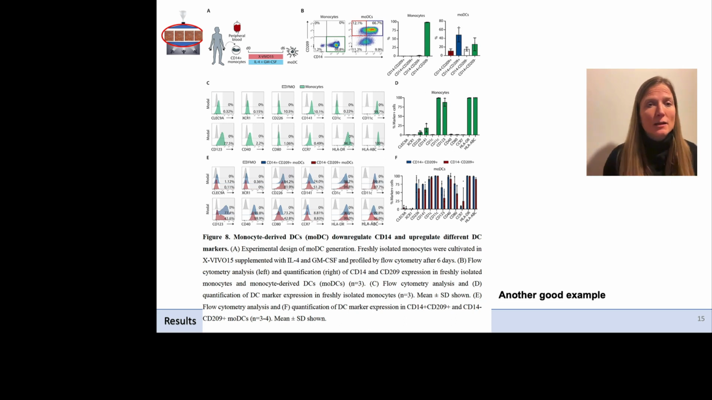This is another good example. It's maybe a little bit dense as well. You see, again, the graphical overview. You see that the axes are labeled. You see that some stars are added for statistical significance. That I have a bit of difficulty with, as I explained already. But overall, things are labeled, and I can understand what this is about. This is then the characterization of these particular cells in flow cytometry.